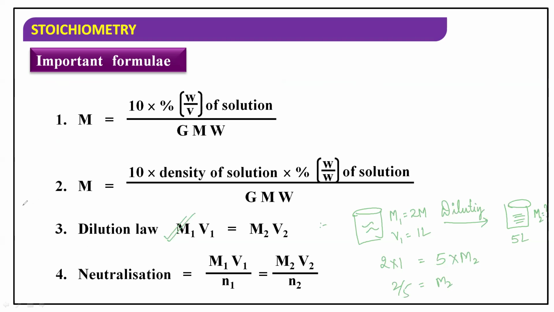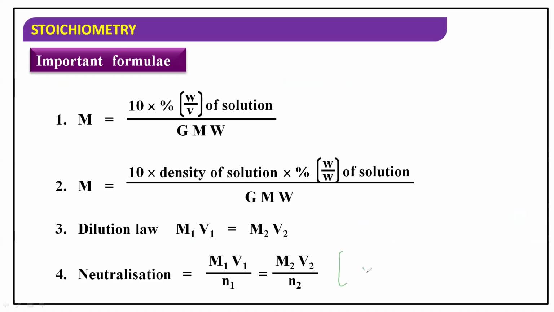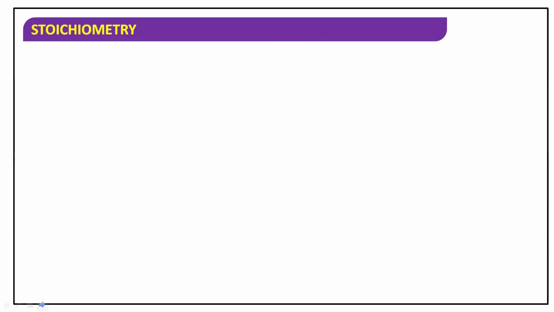The next is neutralization. When do we neutralize? When we are adding acid and base together. Right? So the formula is M1V1 upon N1 is equal to M2V2 upon N2. These formulas are mostly used in competitive exam preparation, for IIT, NEET, JEE. They are not mentioned in your NCERT book. So just note them thoroughly.